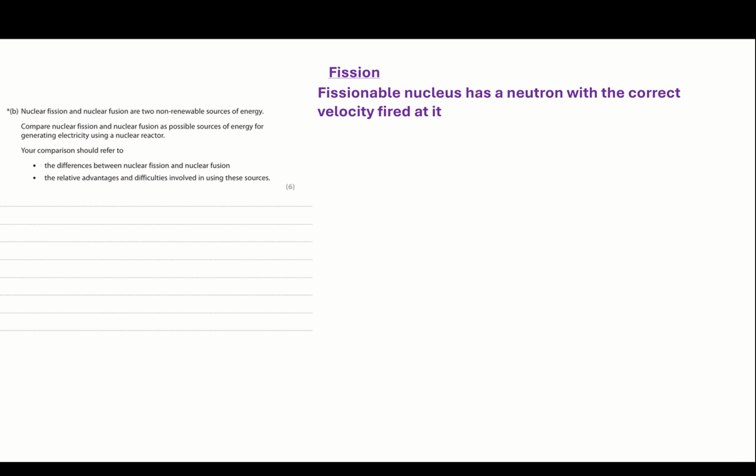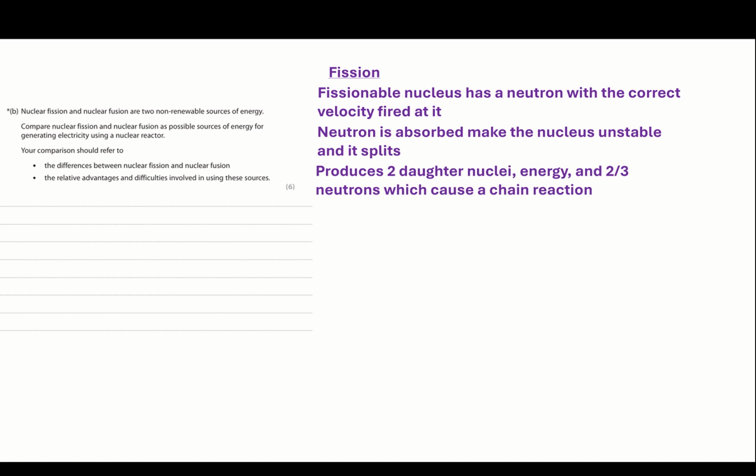So nuclear fission: a fissionable nucleus, like uranium-235, has a neutron with the correct velocity fired at it. That neutron is absorbed. This makes the nucleus unstable and it splits. This produces 2 daughter nuclei, some energy, and that's because a little bit of mass is lost and converted to energy according to E equals mc squared, and 2 to 3 neutrons, which cause a chain reaction.